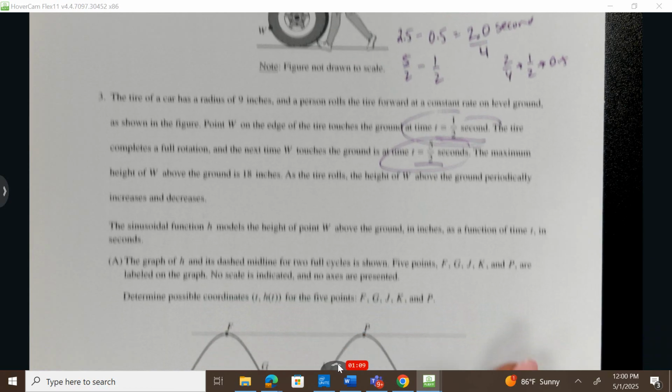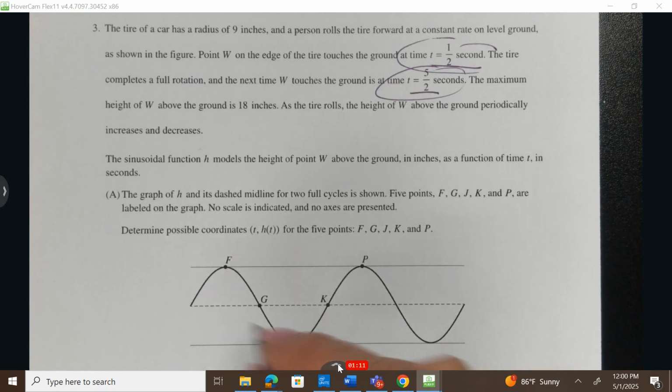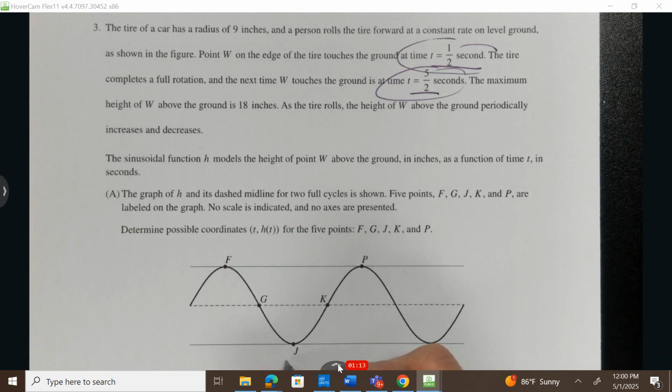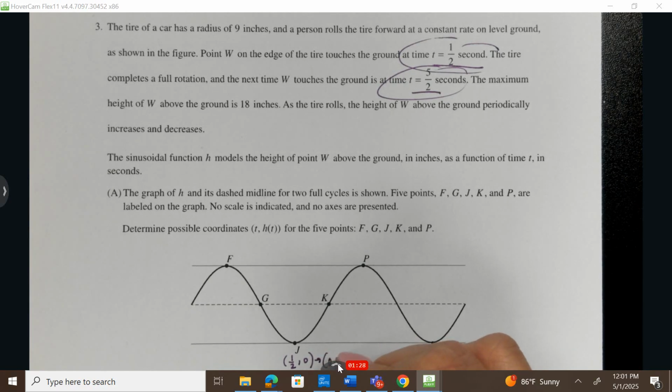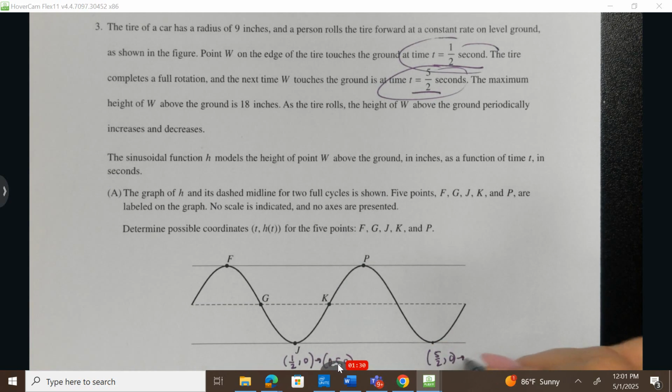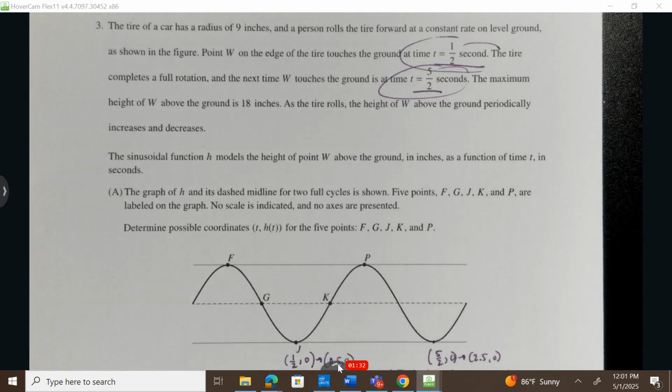So if I come down below, and I'm going to have to come back and change this, and I'll tell you why in a second, I know it touches the ground here at 1/2, so t is 1/2, and it's 0 inches above the ground. Over here, it touches again at 5/2 and 0 inches above the ground. And by the way, I like working with decimals, so 0.50, and this would be 2.50.